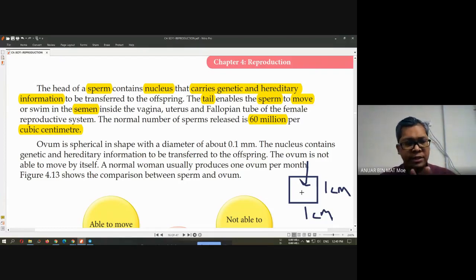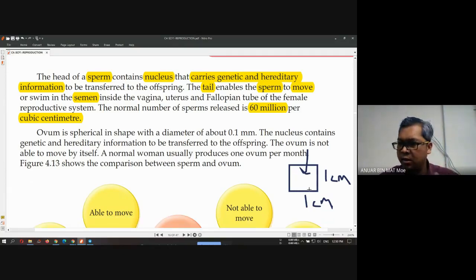And then some males will produce more and maybe some will produce less. Okay? Never mind. After this, we will go into the fertilization process, and when we learn about the fertilization process, you will know more about how the fertilization between sperm and ovum happens.